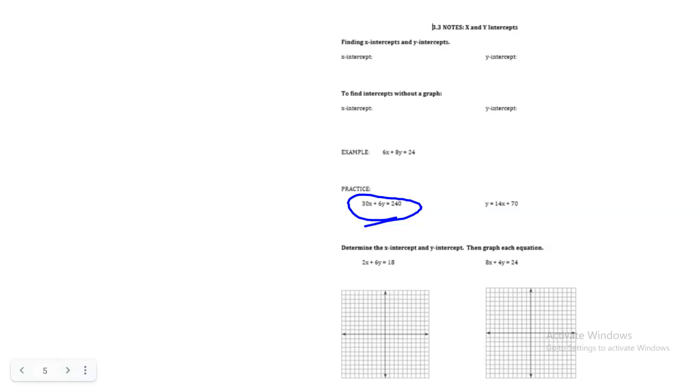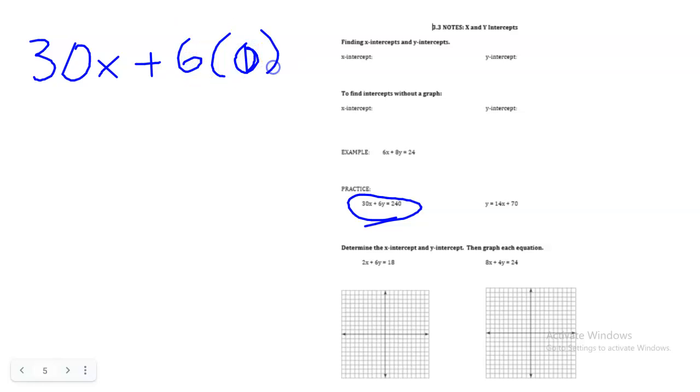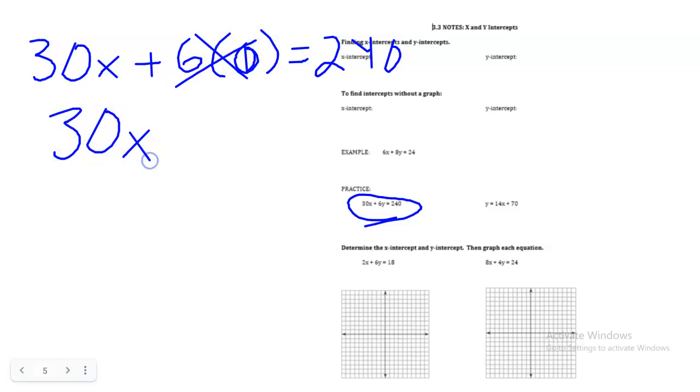Okay, so I want to find my x-intercept. So I want to plug 0 in for y. So that means I've got 30 times x, and I've got 6 times, remember, y is equal to 0, and that's equal to 240. Okay? So I know 6 times 0 is equal to 0, so I've got 30x, and I set that equal to 240.